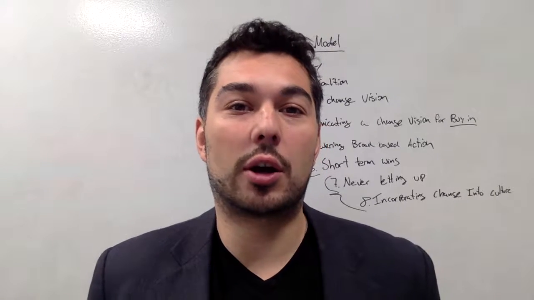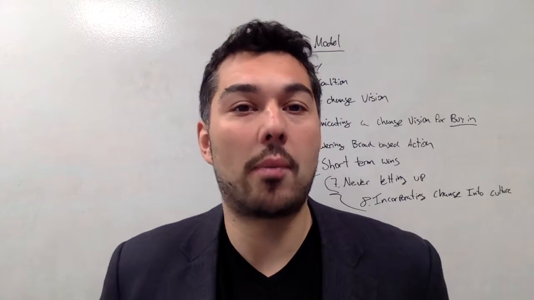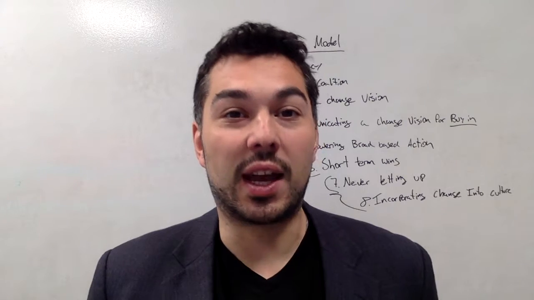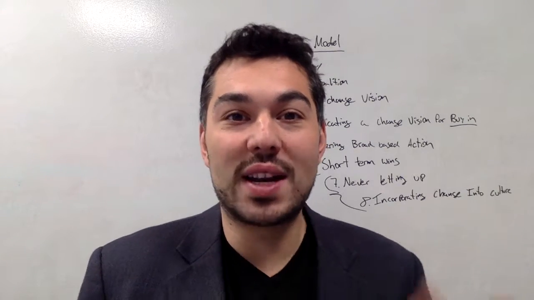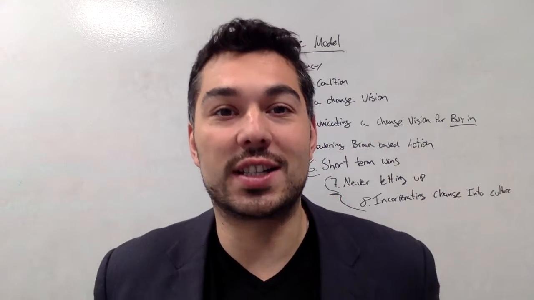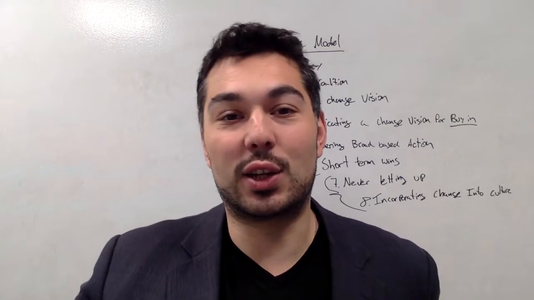So now we're going to talk about the Kotter Change model. This is just one of the models for change management. And what change management is: right now your organization is in a specific state, and you want to get it to a different state.